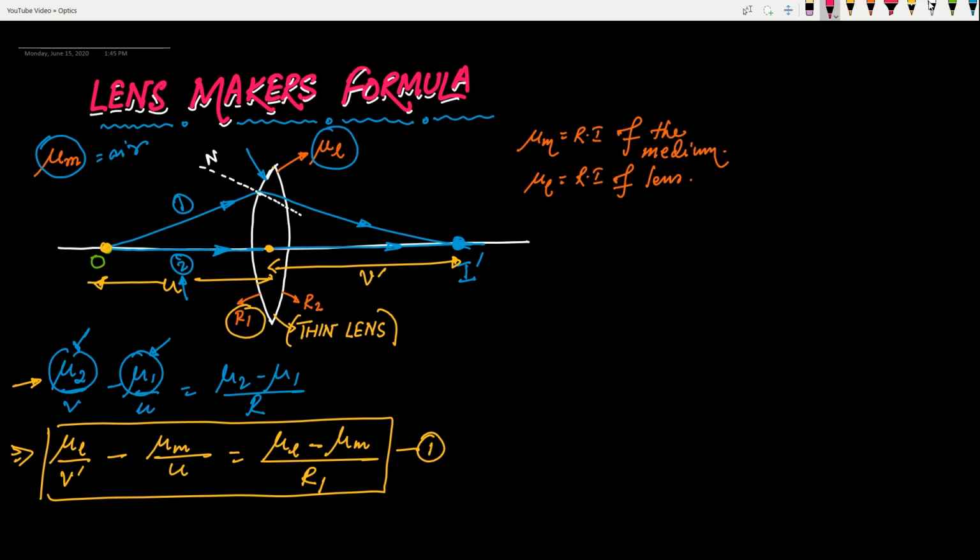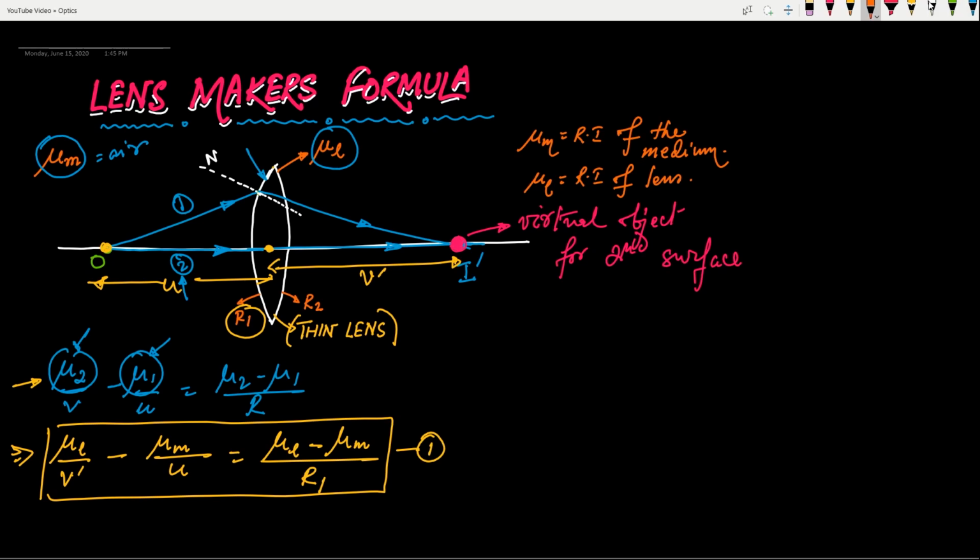Now for the second surface, what is important here is that the image produced due to the first surface will actually act as the virtual object. I have explained this concept earlier, that virtual object for the second surface. We learned this while I was explaining the combination of mirrors as well as the combination of slabs. I've explained that the result of the first combination is the object, or the virtual object, for the second case. Once this is clear, let's draw the ray diagram and things will be very clear.